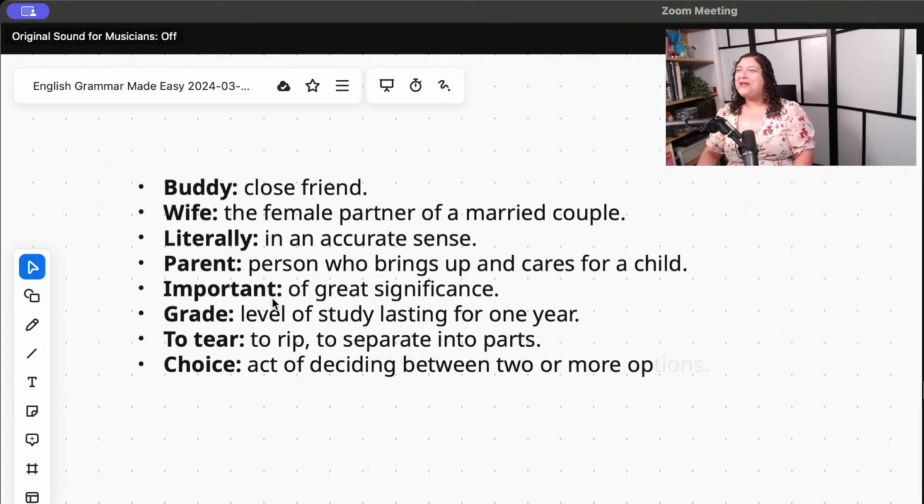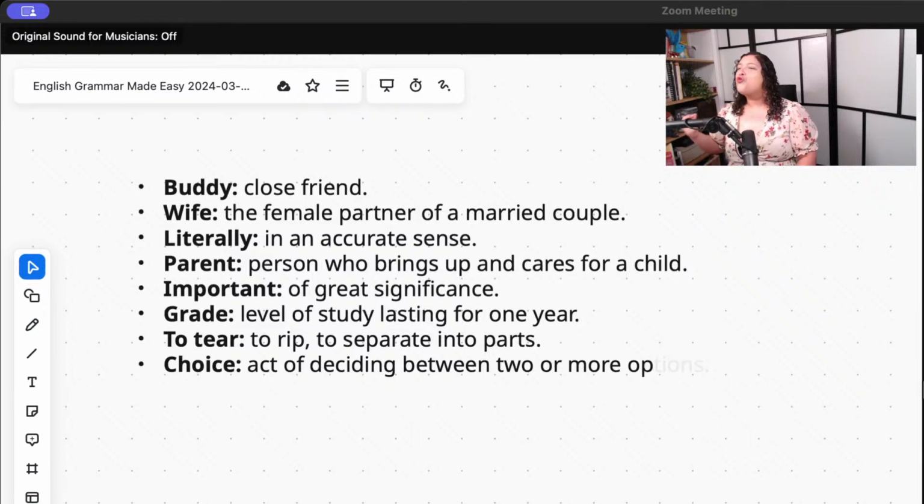Okay, next word. Please repeat after me. Parent. Parent. Awesome. Okay, good. We're good. All right, next, we have important. Please repeat after me. Important. You can also say important, but we want to soften that T a little bit.